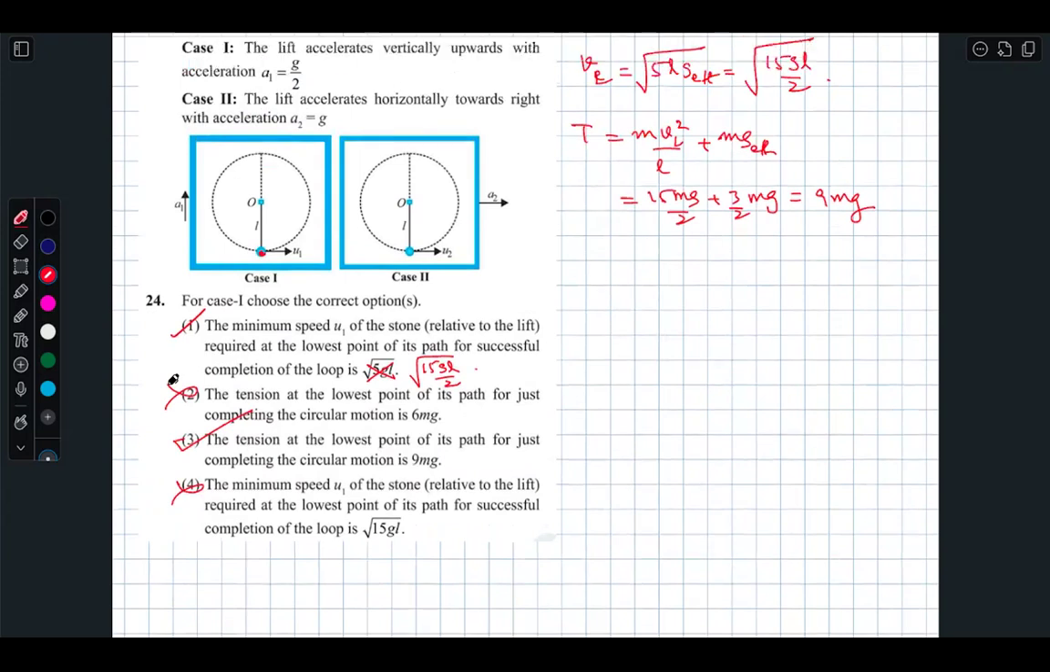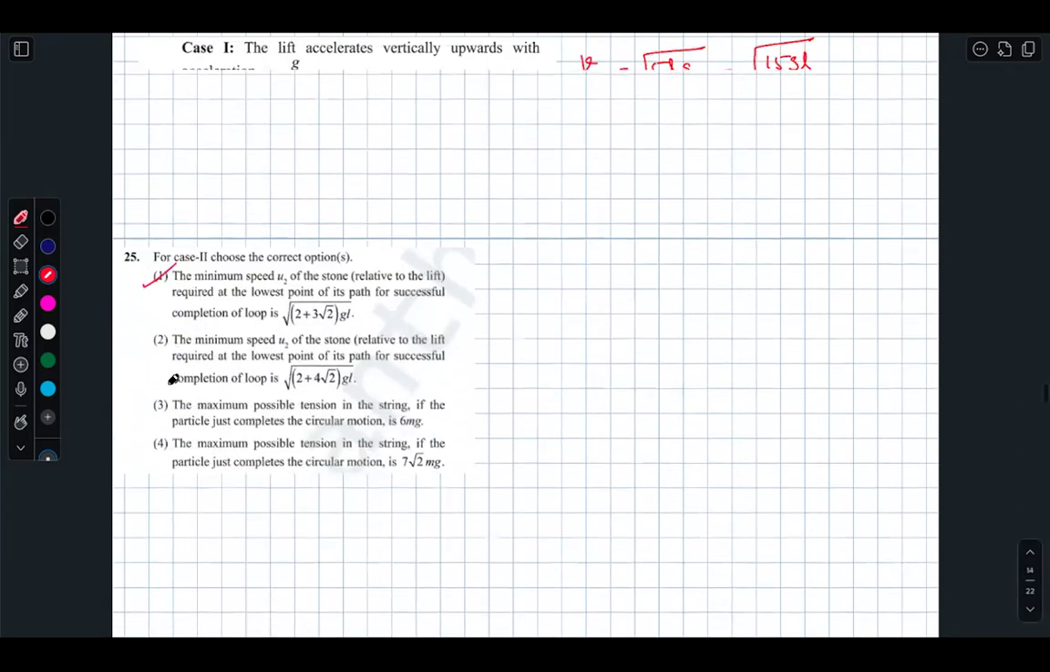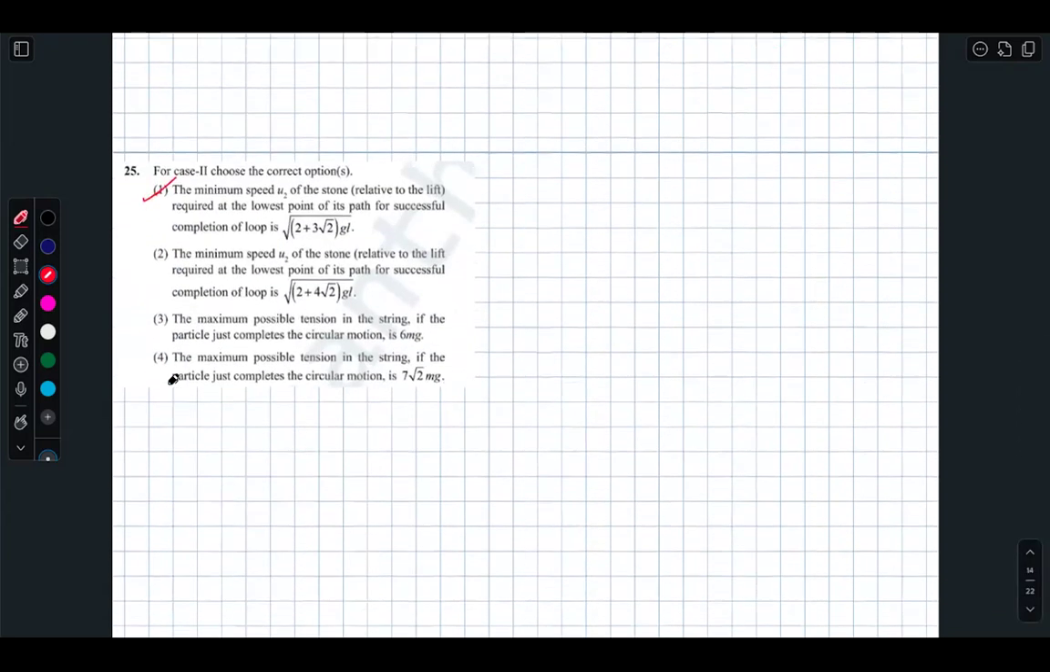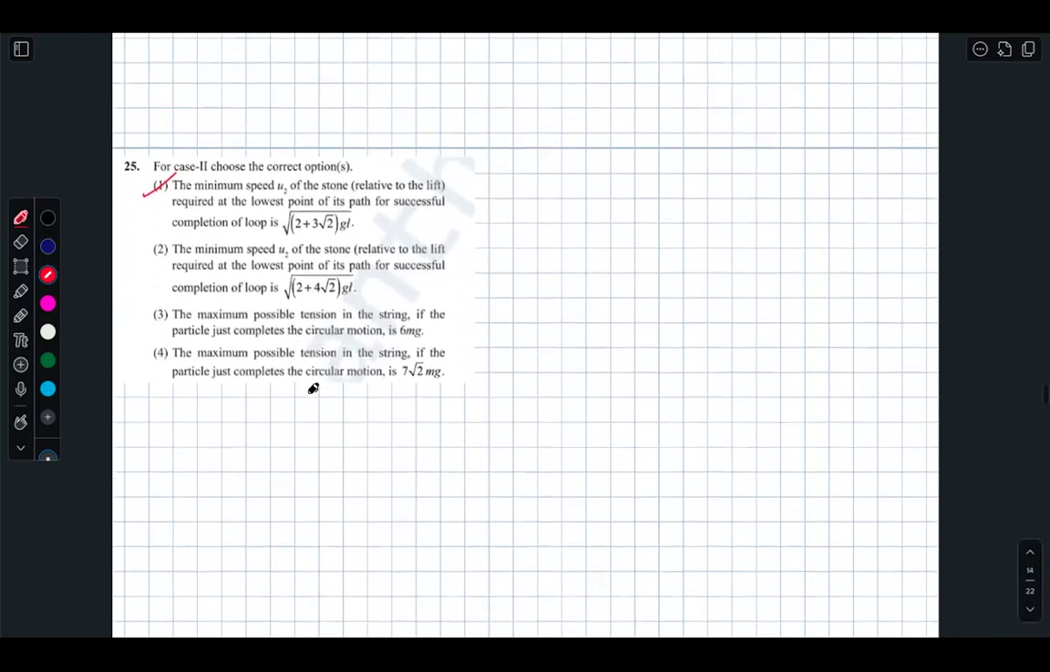Right. Next. For case 2, choose the correct options.